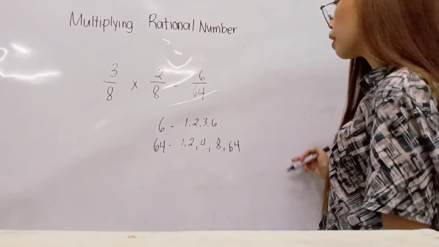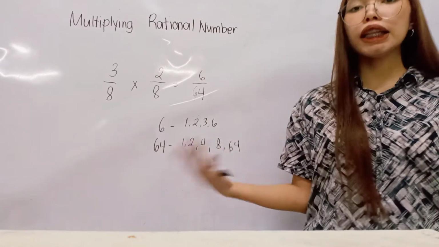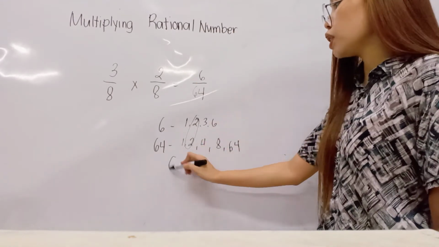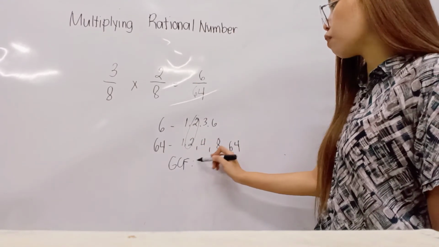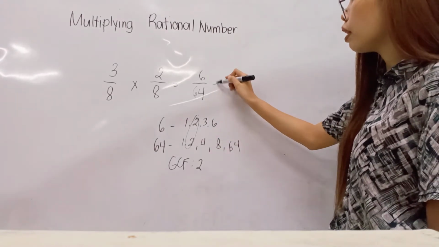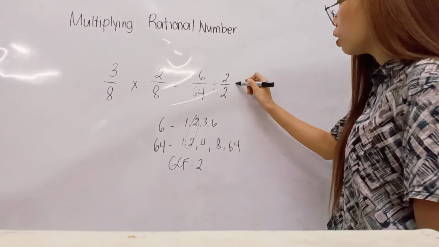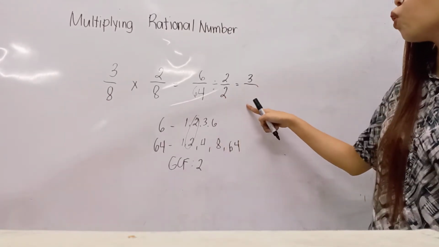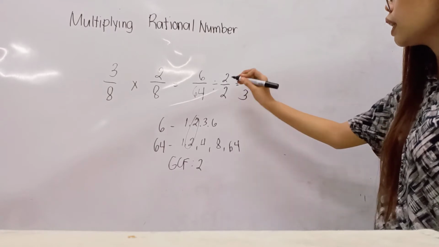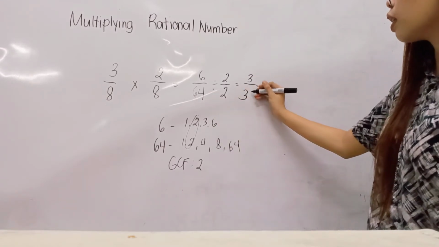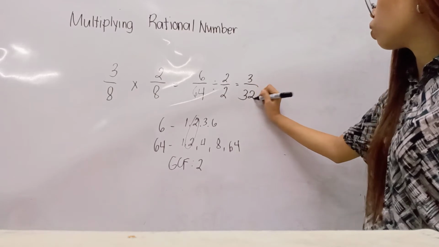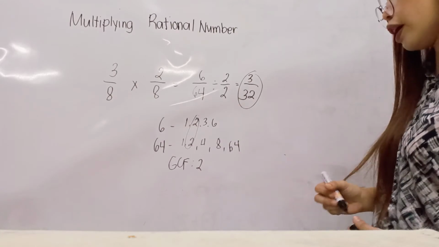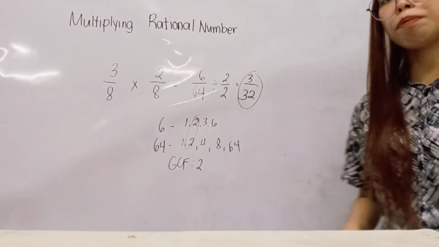So what is the greatest common factor? Obviously, the greatest common factor is 2. GCF of 6 and 64 is 2. Okay, we have to divide them both by 2. So 6 divided by 2, that is 3. 64 divided by 2, that is 32. Tama? 32. Okay, so your final answer will be 3/32. Okay? That is already in its simplest form.